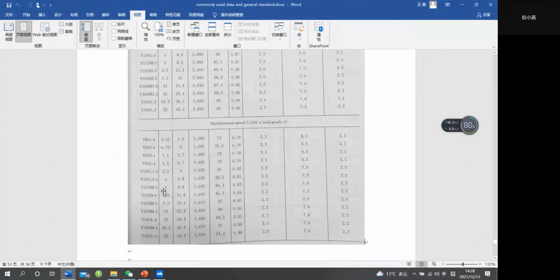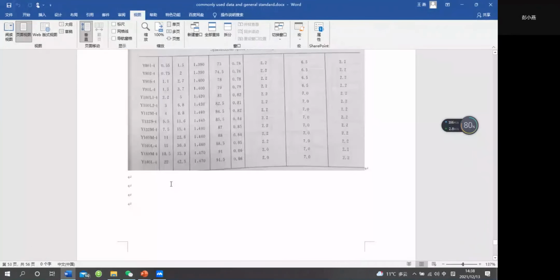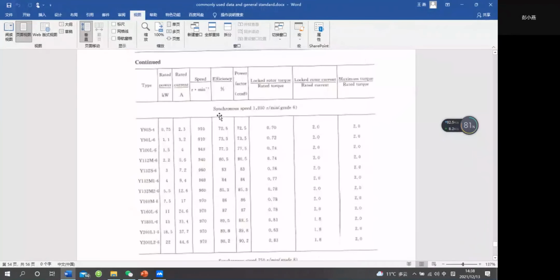Okay. You can choose this type because its rated power is 4 kilowatts, which is larger than the required power. And if we choose the synchronous speed of 1,000, we can choose this type. For this type, the rated power is 4 kilowatts.